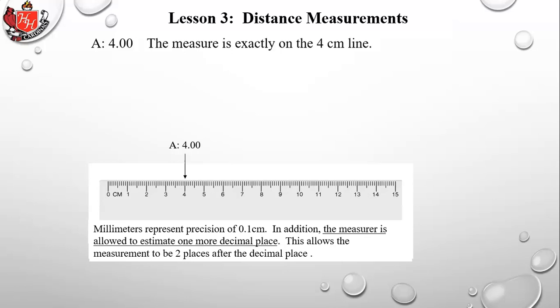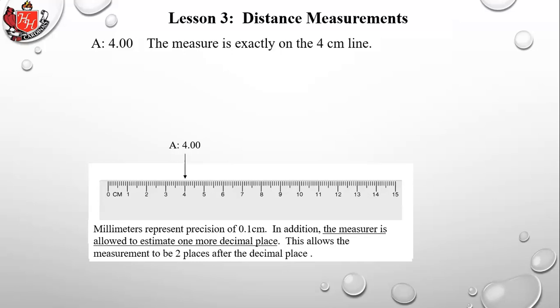Millimeters represent a precision of 0.1. So one of those 2 digits after the decimal point is the millimeter. It's the small line, because you could have 4 point some number of millimeters. We'll see that in just a minute. But in addition, this is a key point about taking measurements. In addition, the measurer is allowed to estimate one more decimal place beyond what you can definitely see on the meter stick. So in other words, if your measurement is in between 2 millimeter markers, you can estimate what that is between those 2 millimeters.